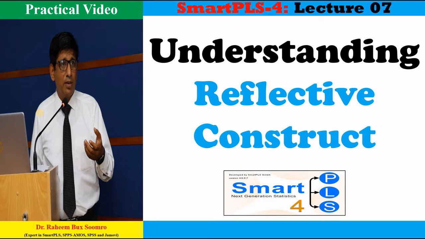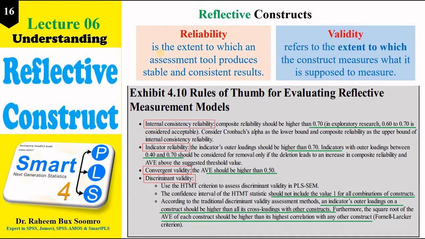In this lecture number 7, we have to understand how to assess the different criteria of the reflective constructs. So this video is a completely practical video. These rules of thumb are basically related to reliability and validity. Internal consistency indicates reliability. These are connected with reliability, and then convergent validity and discriminant validity are related to validity. So how to perform these practically in SmartPLS-4? That is basically the main job of this video.